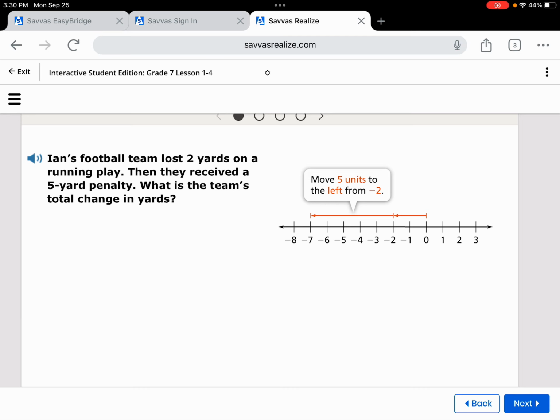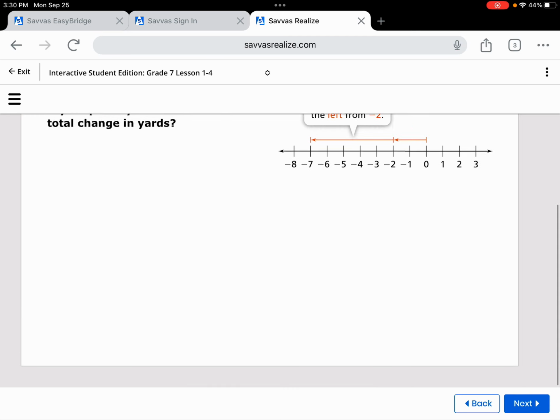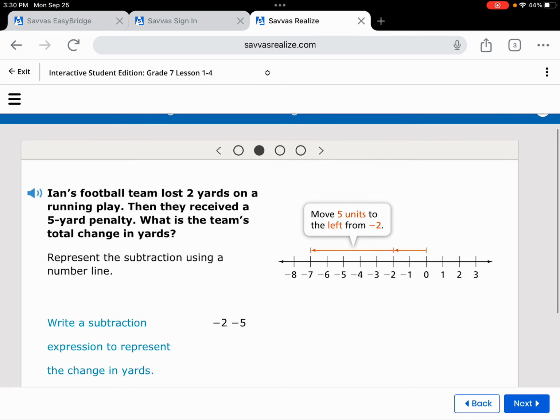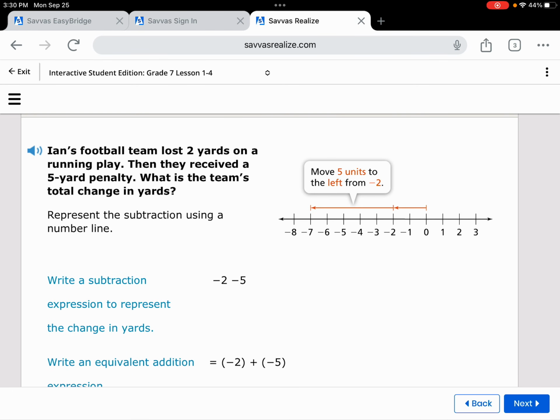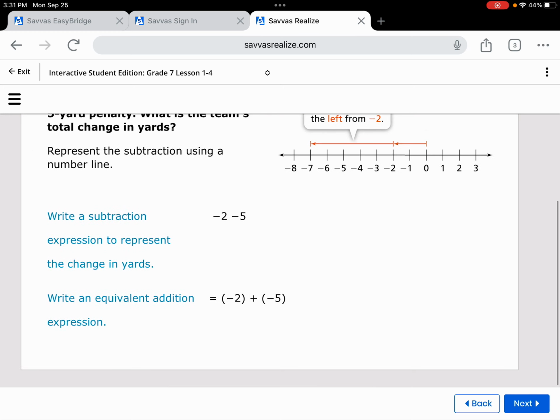Okay, so that's the question right there. If we continue with this situation, we know that they receive a 5-yard penalty after losing 2 yards. You have the expression down below, negative 2 minus 5, which is equivalent to adding 2 negative integers.